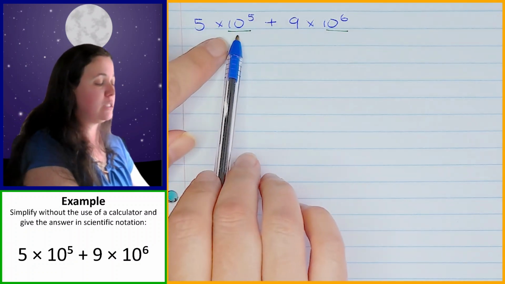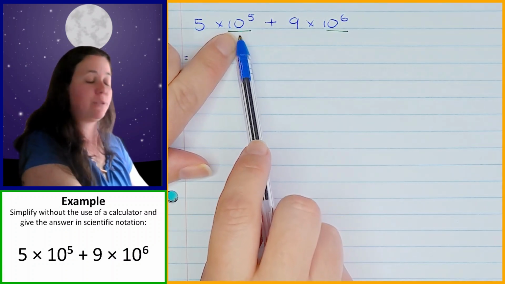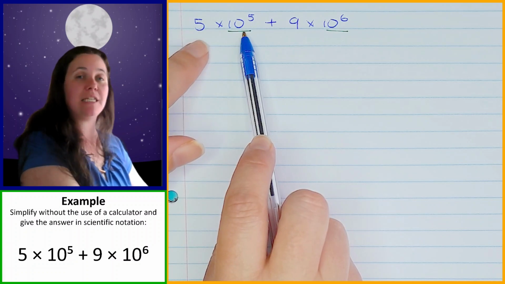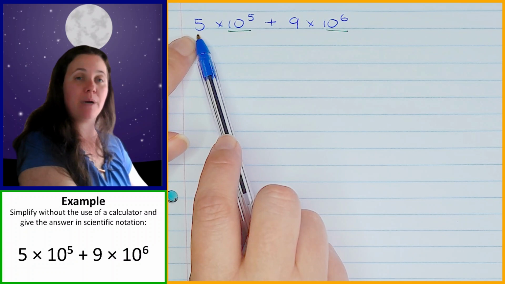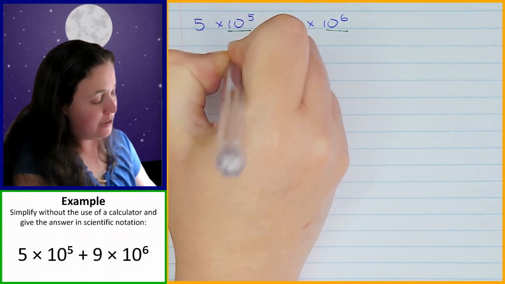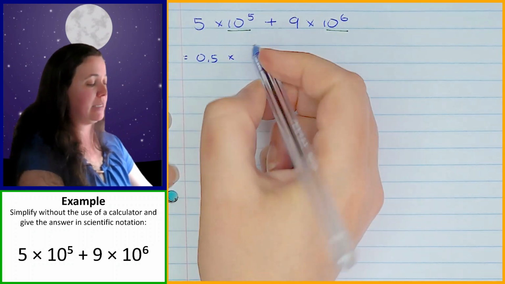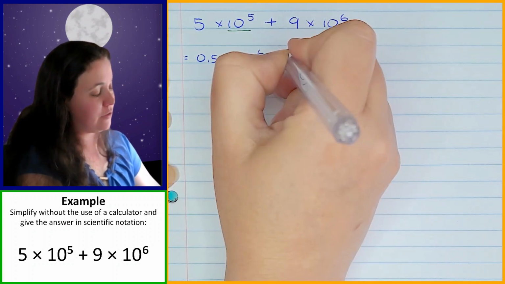So I'm going to change this one to be the same as that. If I want this to become 10 to the power of 6, I need to multiply it by 10, which means I need to do the opposite to this. I need to divide this one by 10. So if I divide 5 by 10, I get 0.5. So this is going to be 0.5 times, and then because I divided this by 10, I can now multiply that by 10, making it 10 to the power of 6. So now it's the same as that over there.